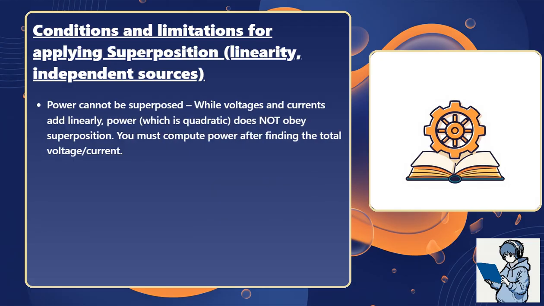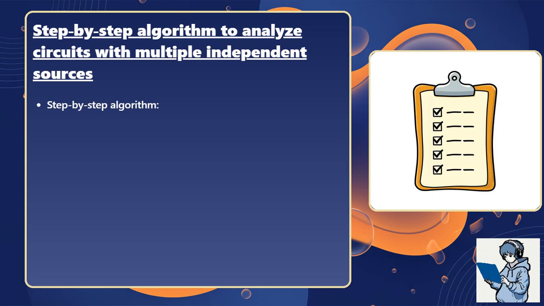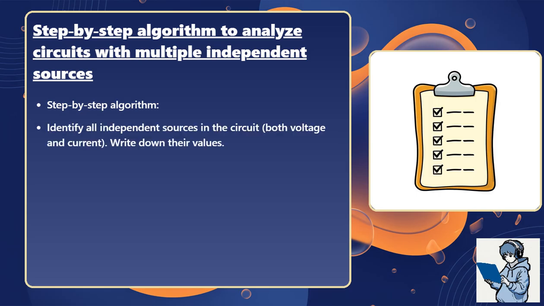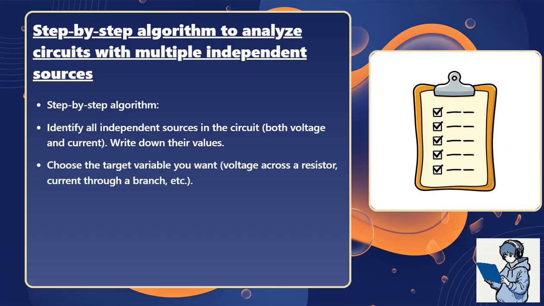Power cannot be superposed. While voltages and currents add linearly, power, which is quadratic, does not obey superposition. You must compute power after finding the total voltage or current. Step-by-step algorithm. Identify all independent sources in the circuit, both voltage and current. Write down their values. Choose the target variable you want, voltage across a resistor, current through a branch, etc.